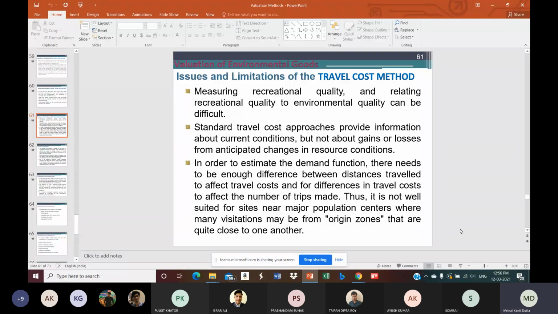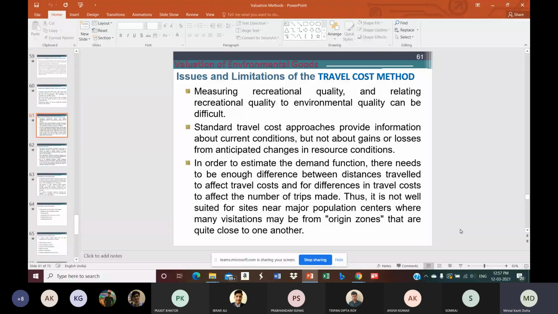Standard travel cost approaches provide information about current conditions, but not about gains or losses from anticipated changes in resource conditions. This is, of course, a little tricky. There might be an anticipated change in the resource conditions. There might be some degradation of the resource. In that case, there might be some losses. People might not be very willing to visit those places. So there might be a certain kind of losses out there.